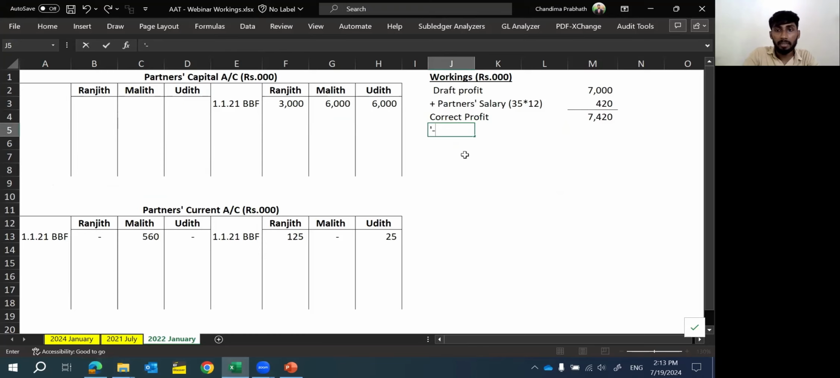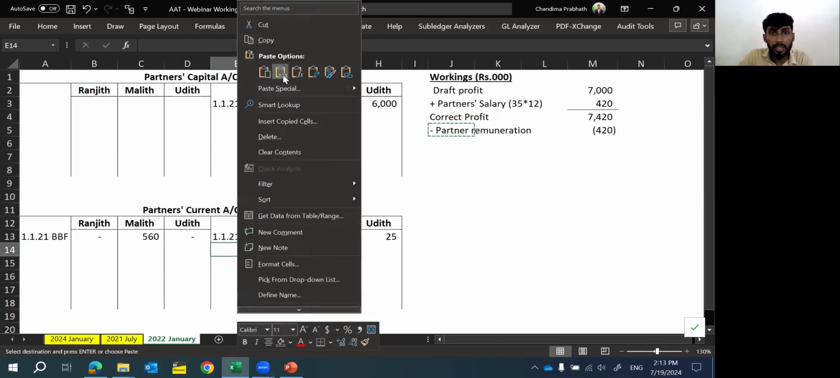So here, partner remuneration, it's 420. So this adjustment is not required actually. The net impact will be 0. But for your better understanding, I am doing this. Okay. 420. So here, partners' remuneration.